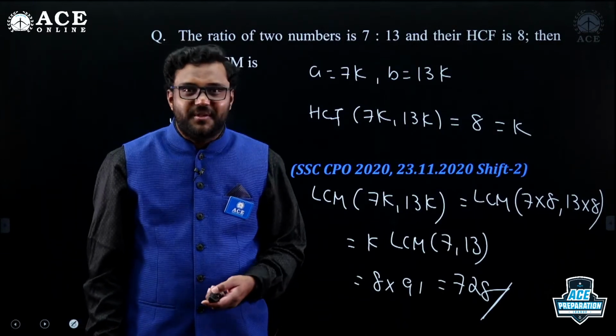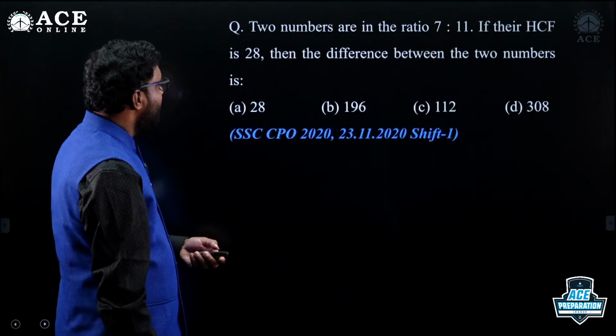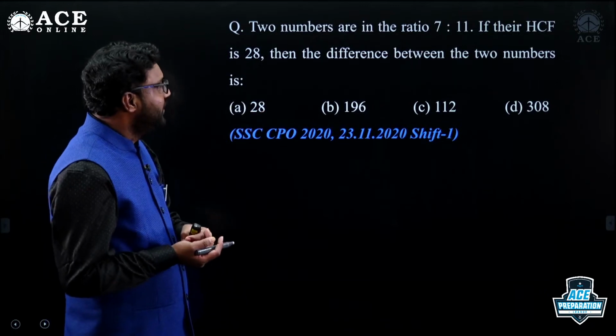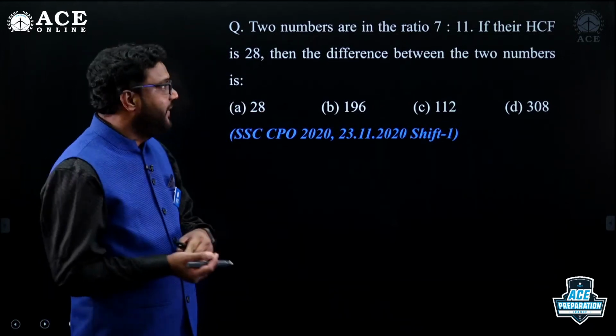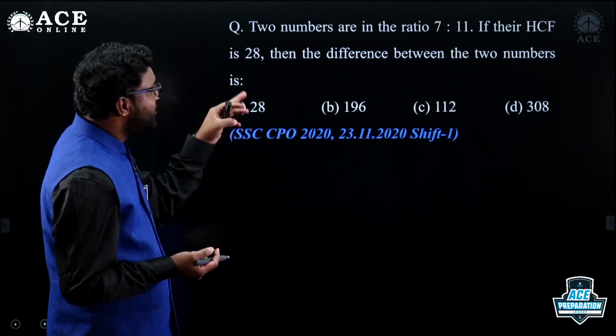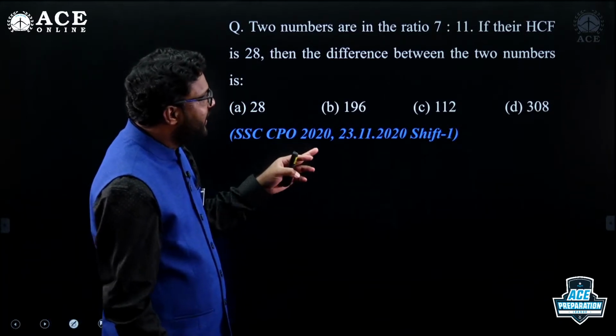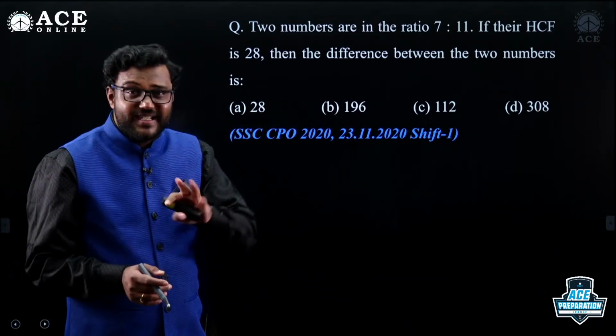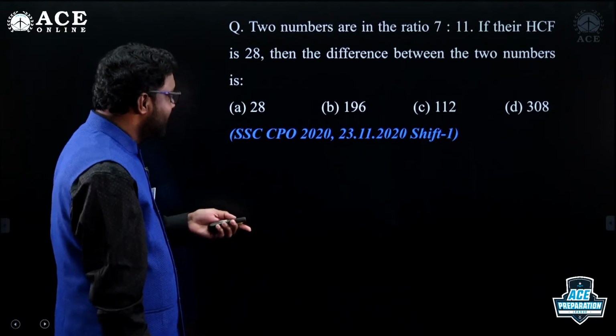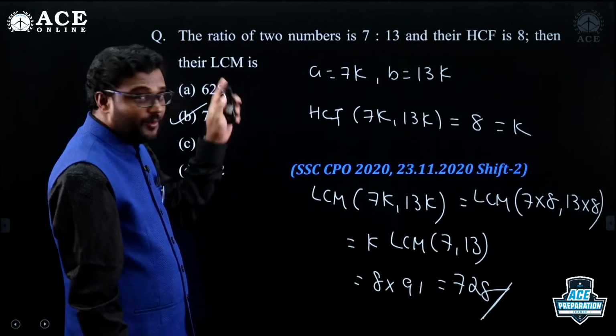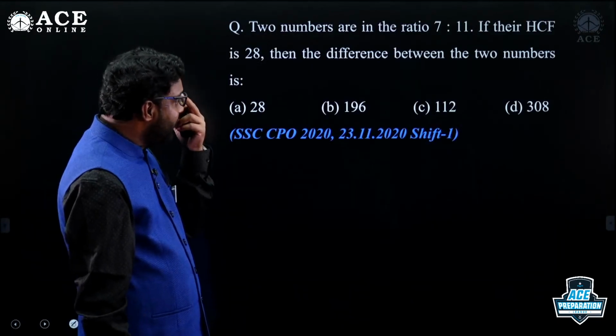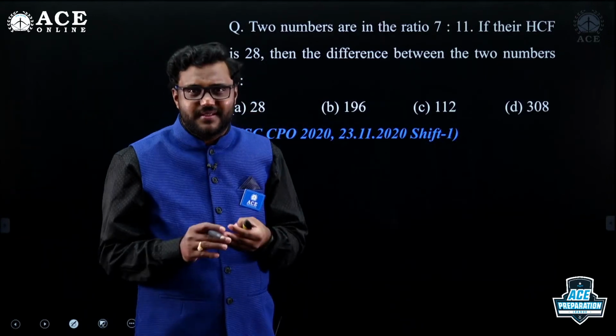Let's go to the next question, my dear friends. So this next question, two numbers are in the ratio 7:11. If their HCF is 28, then the difference between the two numbers is what? It's similar to the previous question. We calculated sum of LCM, okay, fine. But here they're asking to take difference between the two numbers. Very easy question this is.